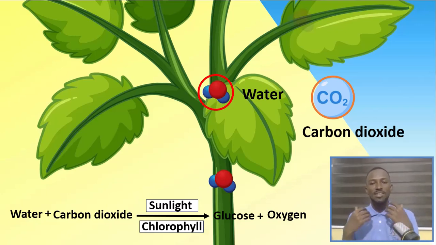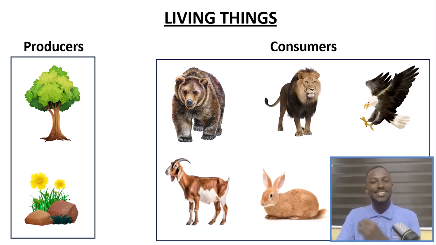The process I've just described, whereby plants are able to make their own food using water and carbon dioxide with the help of sunlight, is photosynthesis. So the word equation of photosynthesis is water plus carbon dioxide gives us what? Glucose and oxygen with the help of energy from the sun. Because plants are able to produce their own food from these raw materials, they are referred to as producers.